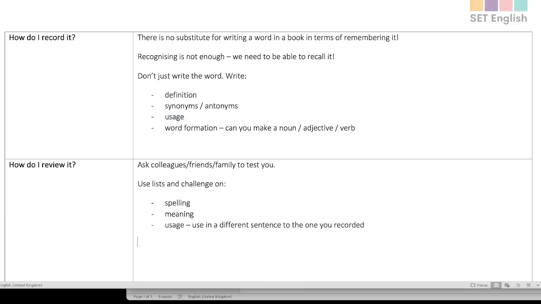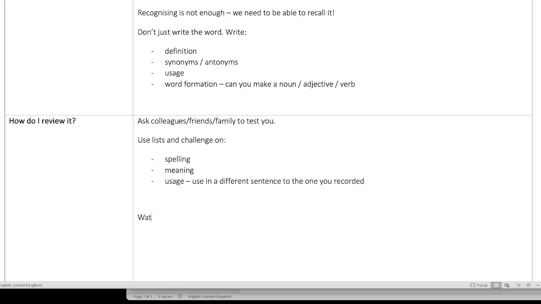Another way to review your vocabulary is to watch movies that you know well. Okay. Don't be distracted by the storyline. When we watch films that we don't know well, or TV programs that we don't know well, then what happens is that we start following the story instead. But if you know the story already, don't be distracted by the storyline.